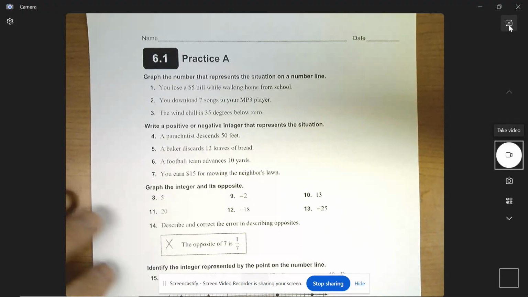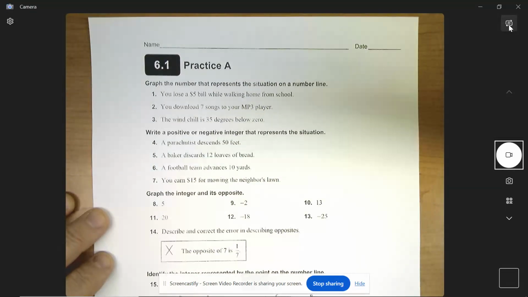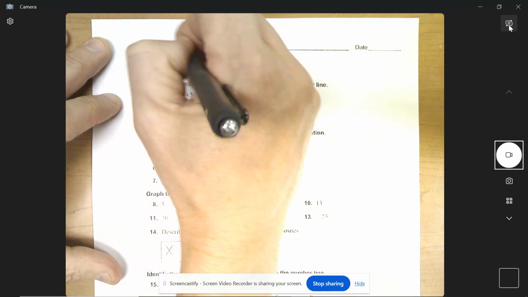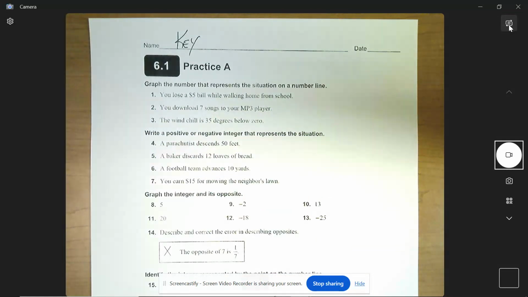This is from the Wednesday's lesson. I'm going to go ahead and write my name. My name is answer key. And let's go ahead and get started on this.